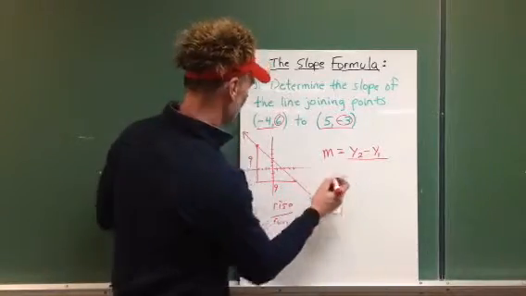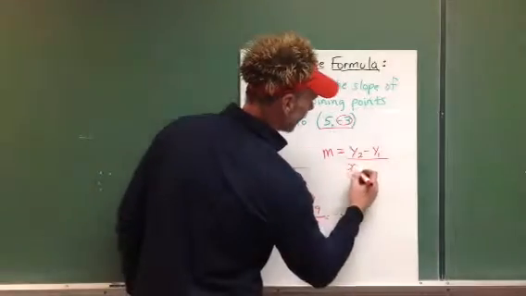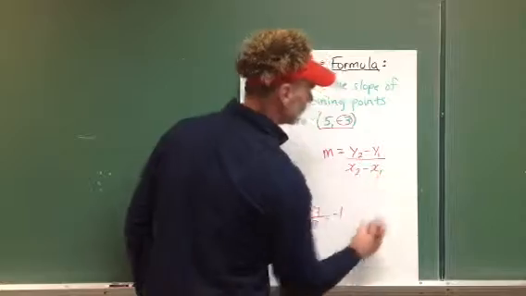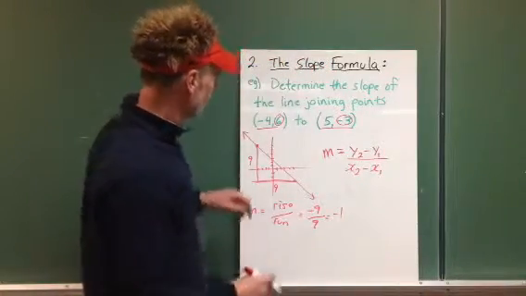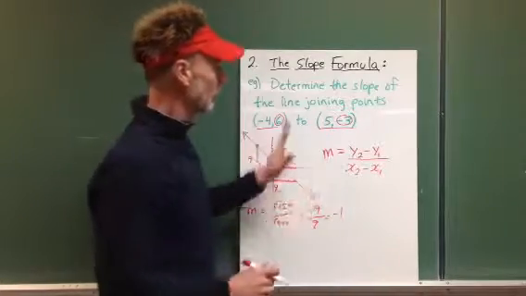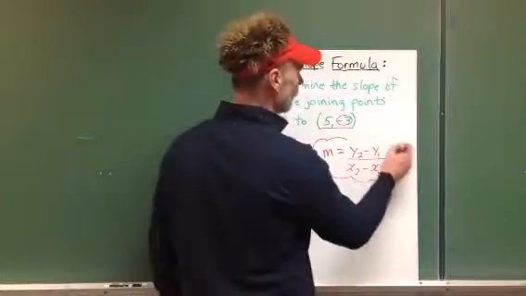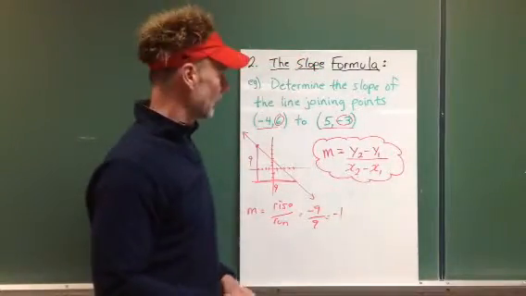And then over, how do I get my run? Well, I subtract my x coordinates. So x2 minus x1, or vice versa. But be consistent. If I'm going to go this minus this in the y's, don't switch and go this minus this. Stay the same, and that way your signs will work out properly. So this is the slope formula right there. Make sure you write it down.